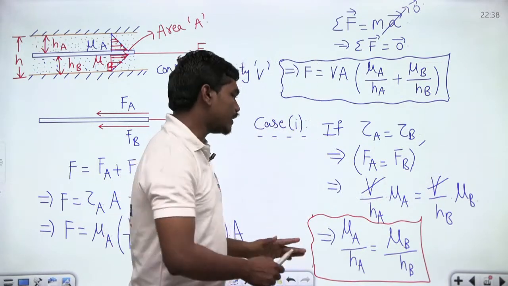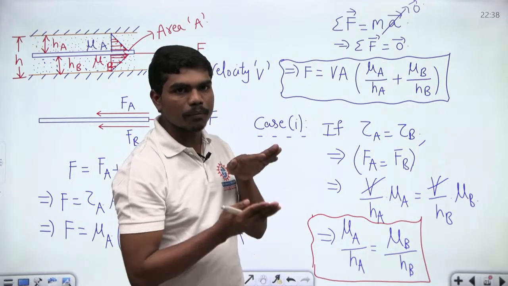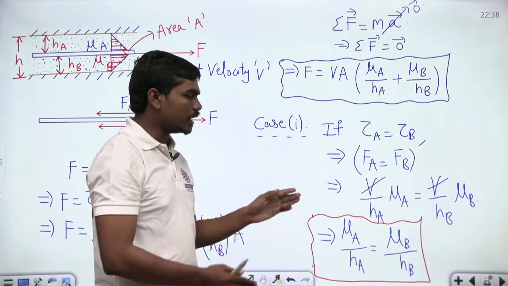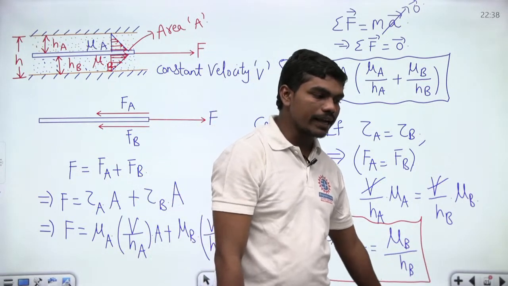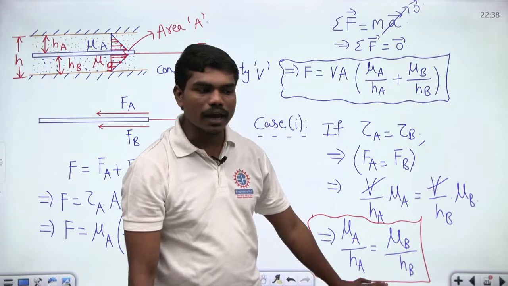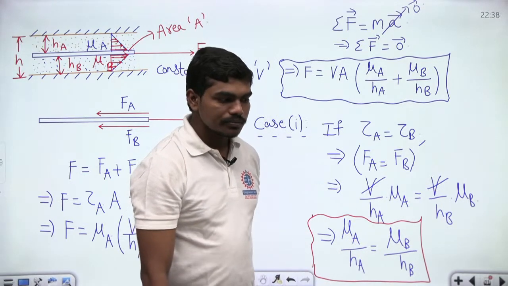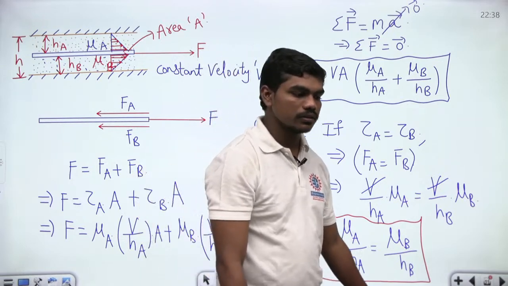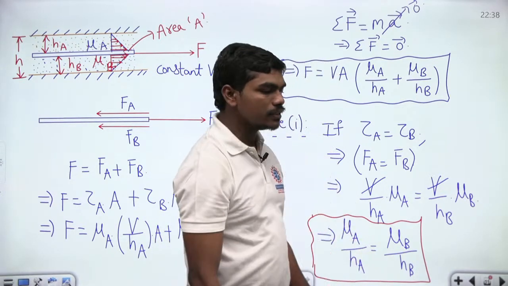And also definitely if you are having tau A equal to tau B, means if the shear stress on top and bottom has to be same for this plate, then mu A by HA should be equal to mu B divided by HB. Okay, so is that clear to all of you? Please do type in the chat box. Okay, fine. So if that's clear, then we'll go for one more case before we end this lecture today.